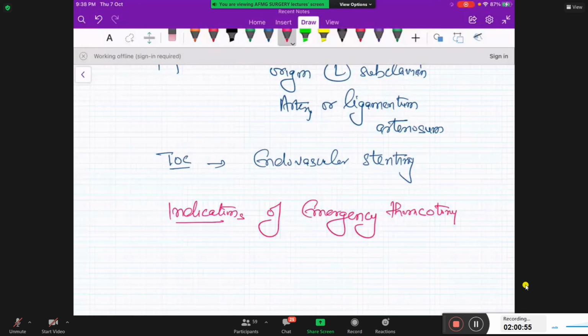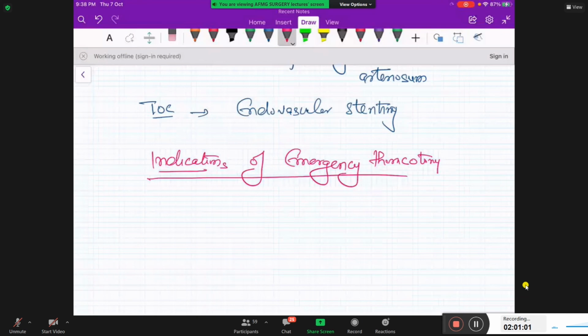Understood? So, thoracotomy. What are the indications of thoracotomy? Now, please note one point. 80% of the time, we manage thoracic injuries just by putting a chest tube. 80% of the time, a chest tube is a sufficient treatment for most thoracic injuries. But there are times when we have to do thoracotomy also. So what are the indications of thoracotomy?